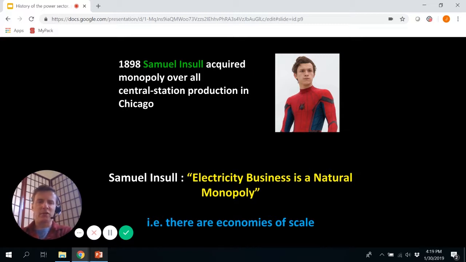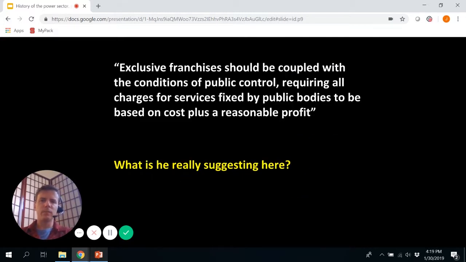And so Samuel Insull, in 1898, acquired a monopoly over all central station production of electricity in Chicago. Samuel Insull is famous for believing that the electric power business was what we would call a natural monopoly. In other words, there are economies of scale associated with electric power production. So here's a quote from Samuel Insull: "Exclusive franchises should be coupled with the conditions of public control, requiring all charges for services fixed by public bodies," so regulators, "to be based on cost plus some sort of reasonable profit." So what is he really suggesting here?